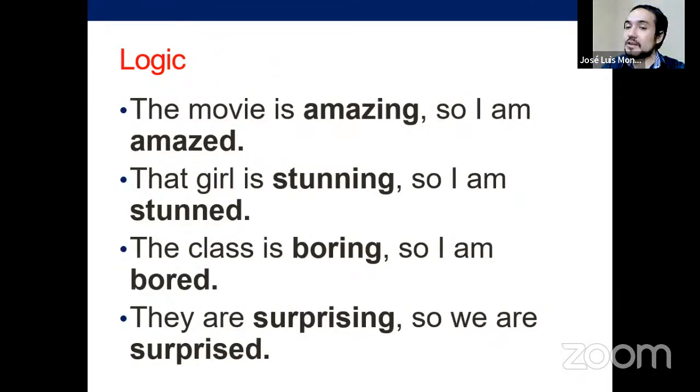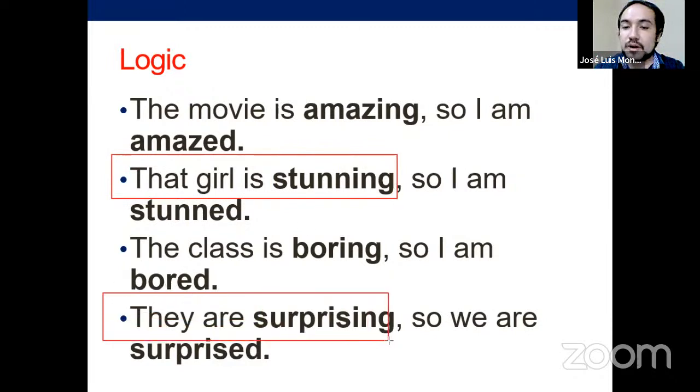And now this is the logic that we follow. So this is also going to help us understand better. And again, you're going to let me know if you have questions. But first, let's read all these examples, please, guys. Logic. The movie is amazing, so I'm amazed. That girl is stunning, so I'm stunned. The class is boring, so I'm bored. They are surprising, so we are surprised.